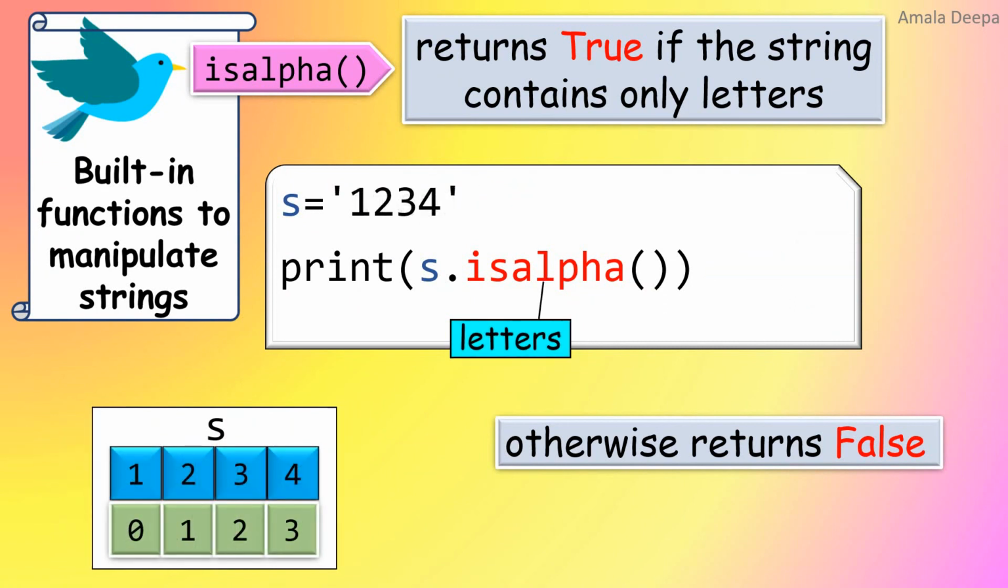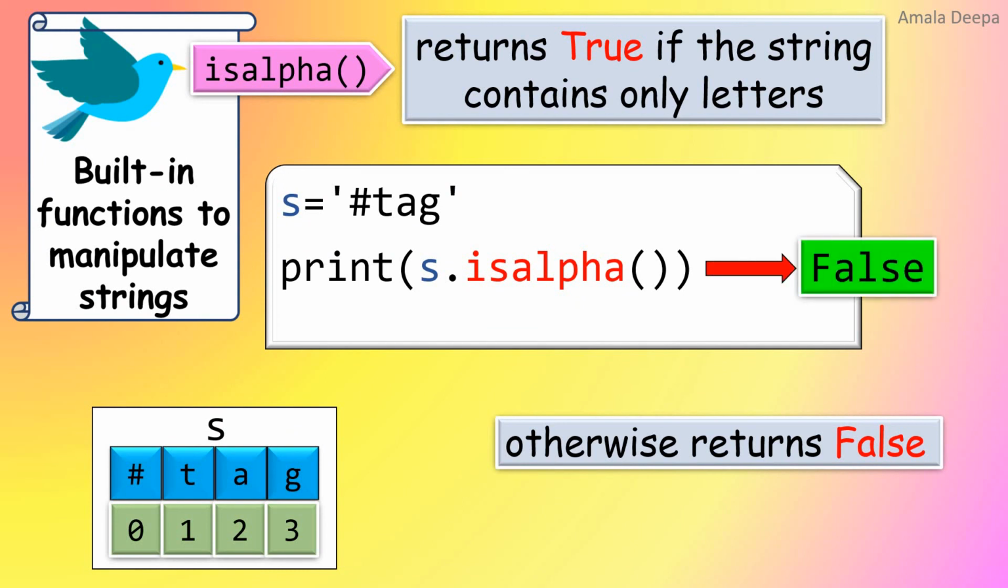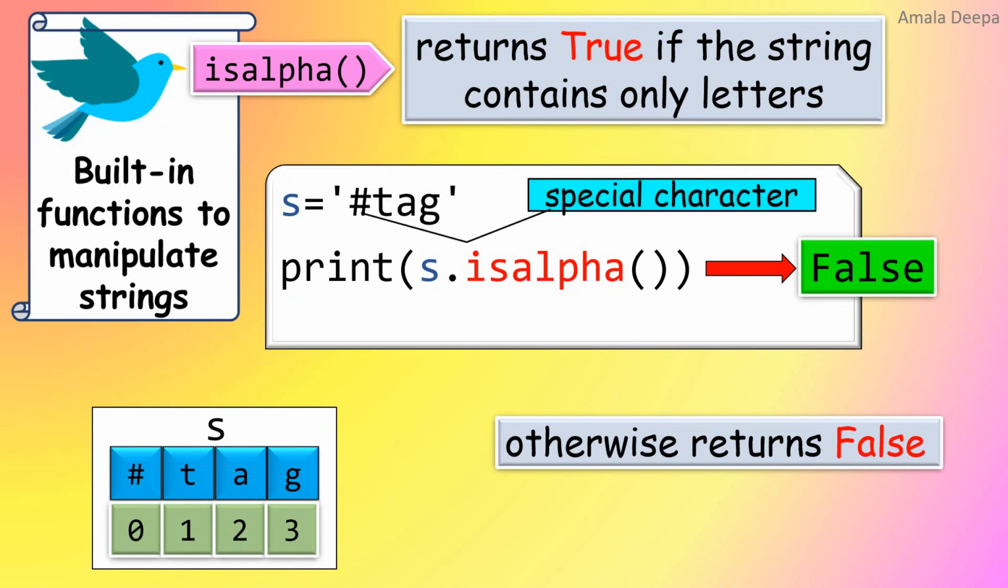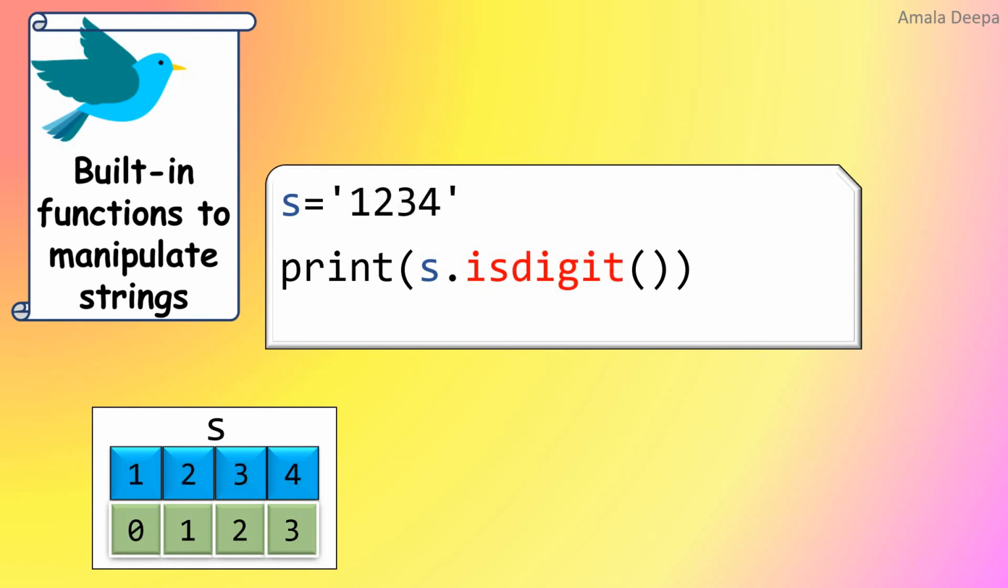Now the string S contains only digits. What will the isalpha function return? It will return false. Look at this example. What will the print statement give you? False. Because there is a special character in the string hashtag. Therefore, isalpha function returns true if the string contains only letters. Otherwise, it returns false. The next function is the isdigit function.